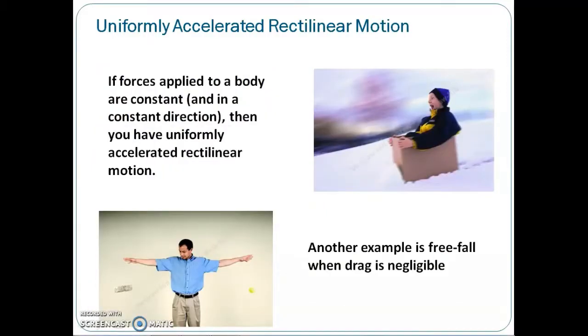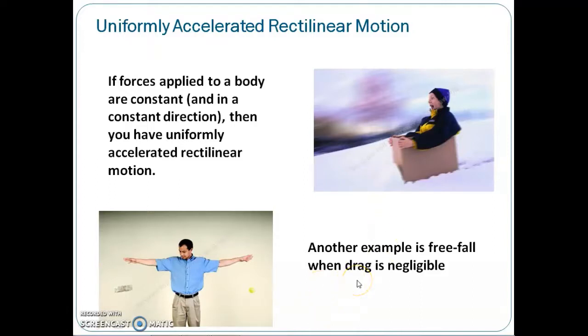Another type of motion is called uniformly accelerated rectilinear motion. So these are the examples. If forces applied to a body are constant and in a constant direction, meaning you have a constant acceleration, here we are saying that we are having a uniformly accelerated rectilinear motion.